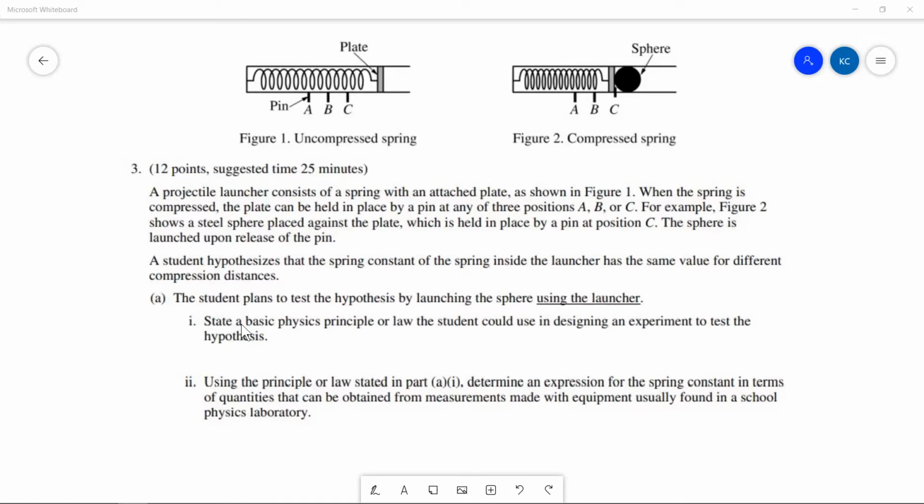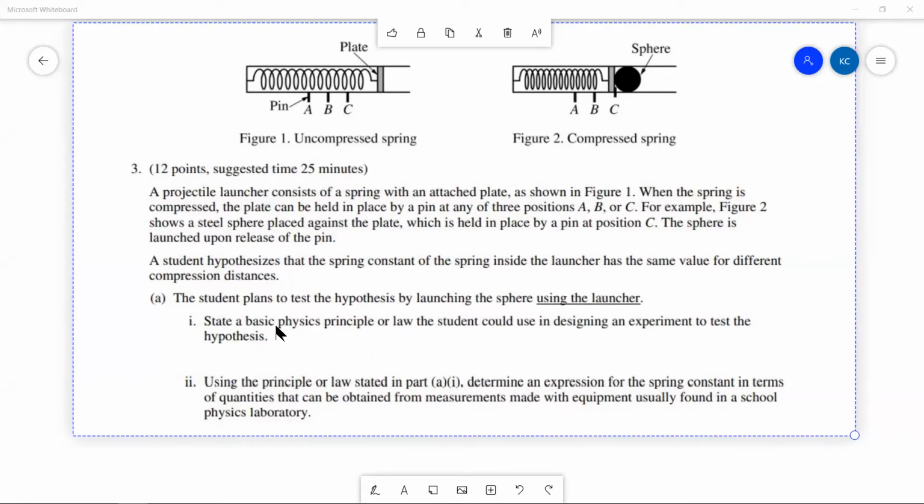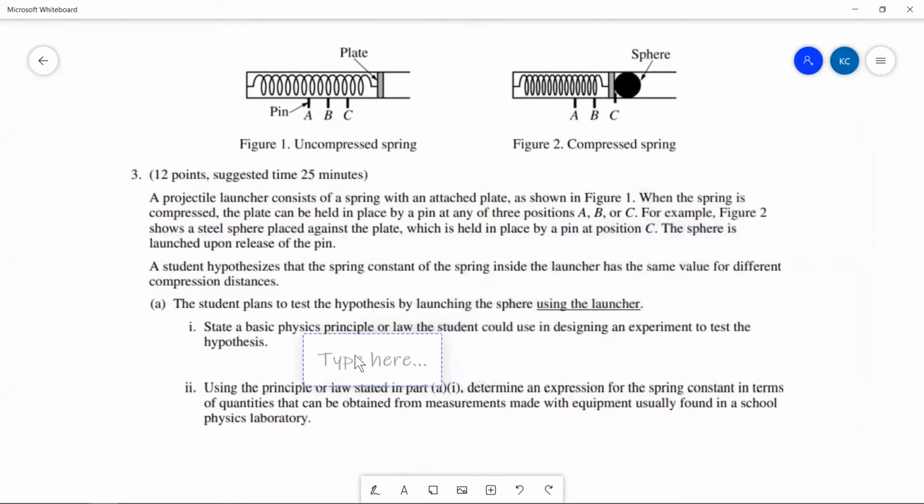Part A, I. State a basic physics principle or law the student can use in designing an experiment to test the hypothesis. So the question asks us to use a basic physics principle. Since it involves a spring, we can use any physics equation that has the spring constant, k, in it. So for this one, we're going to use 1/2 kx squared. If you don't know already, this is equal to the spring potential energy.